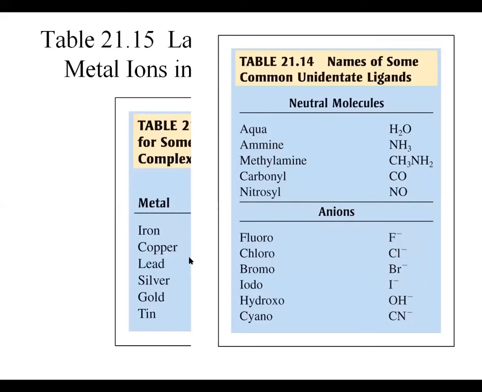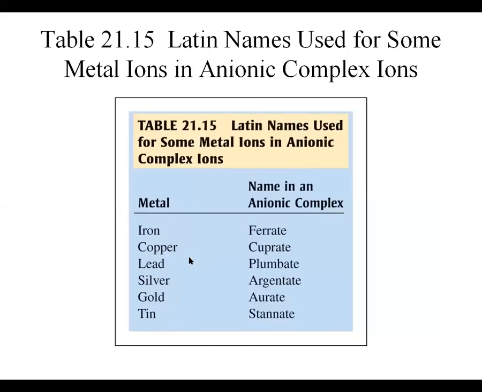And here's what I was talking about. Again, if our complex ion is negatively charged, we would roll with this older way of naming the metal part of it. Here we could see iron would be ferrate, copper would be cuprate, lead would be plumbate, argentate, and so forth, stannate for tin.